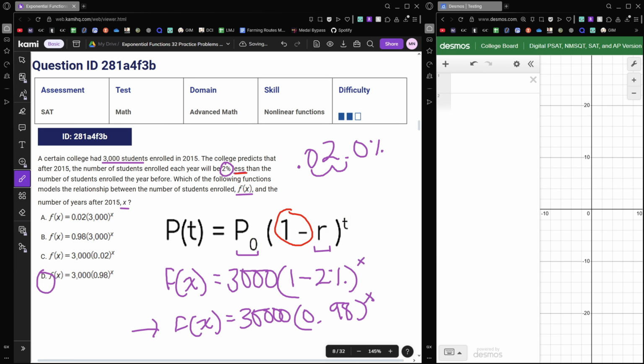That means our answer couldn't be A or B. Then we know that the number inside the parentheses will never be the percent. It will never be 2% because once again you have to do 1 minus first. That means our answer couldn't be C either, leaving us with only D.